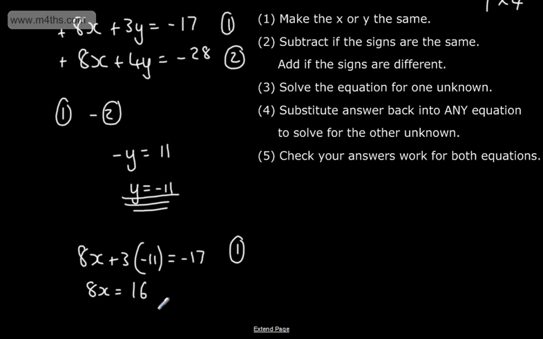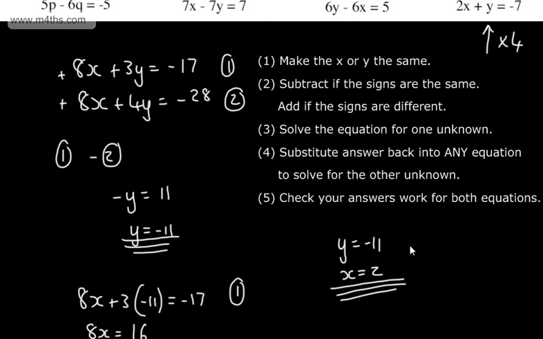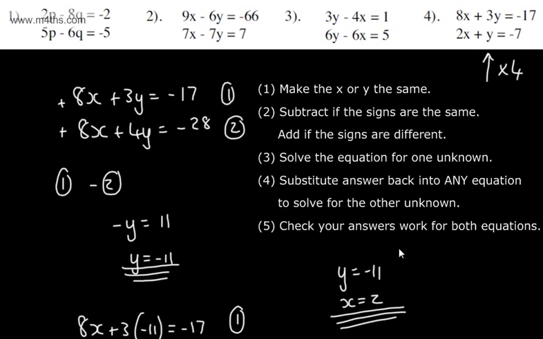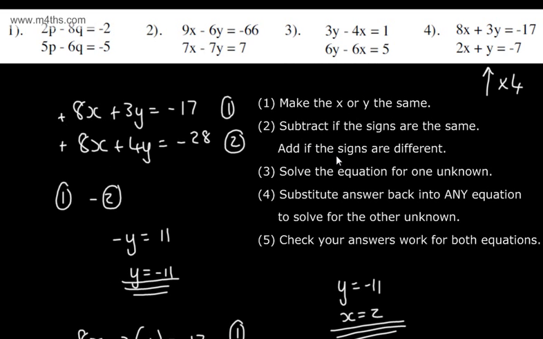8x is 16, and we can see that x is equal to 2. So we've got y is equal to minus 11 and x is equal to 2. So one of these is a negative solution. In the last one, we had 2 fractions. So let's see if this works. I put it back into equation 1.